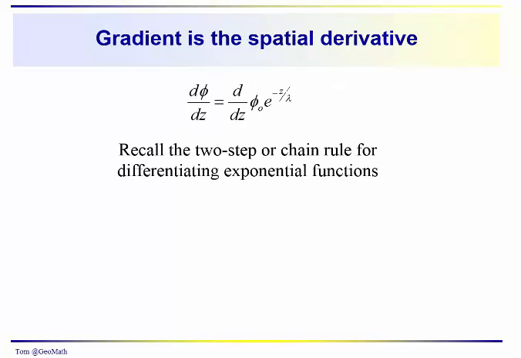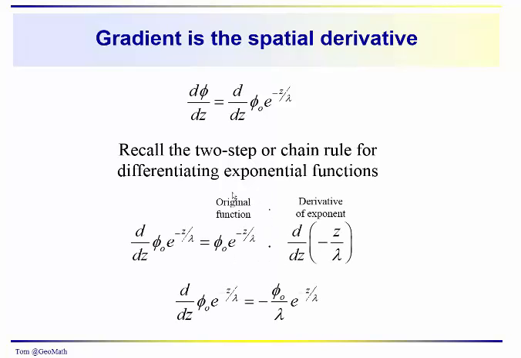The derivative, remember, it's just a two-step process. We incorporate the chain rule. We start by rewriting the original function, phi 0 e to the minus z over lambda, and then we multiply that by the derivative of the terms in the exponent. And in this case, the exponent is fairly simple. We have minus z over lambda.